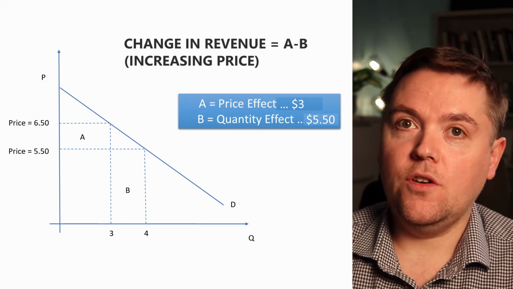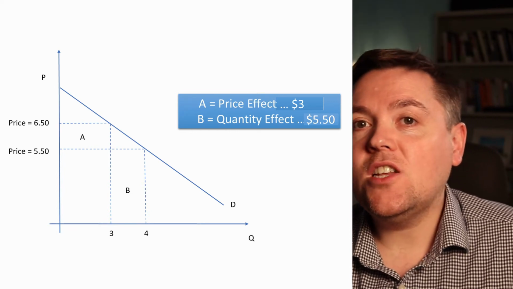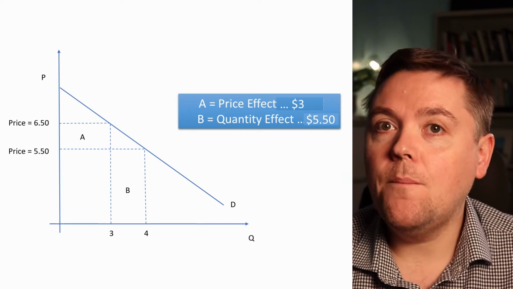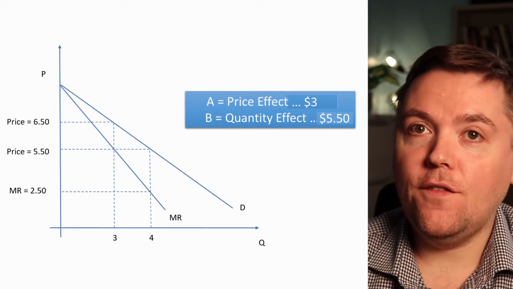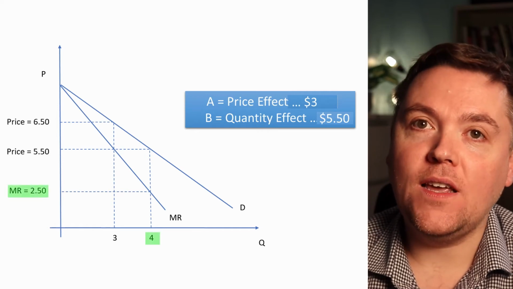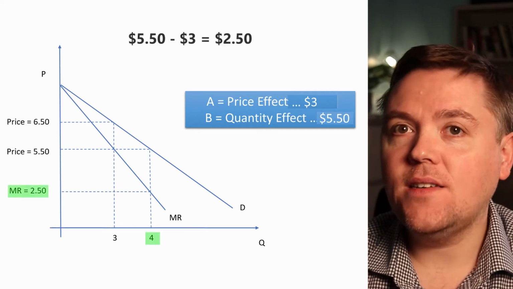For a monopoly producer, this means that the marginal revenue at each level of production is below the price measured by the demand curve. In the graph, we can see that at a quantity of 4, the marginal revenue is $2.50, the $5.50 quantity effect minus the $3 price effect.